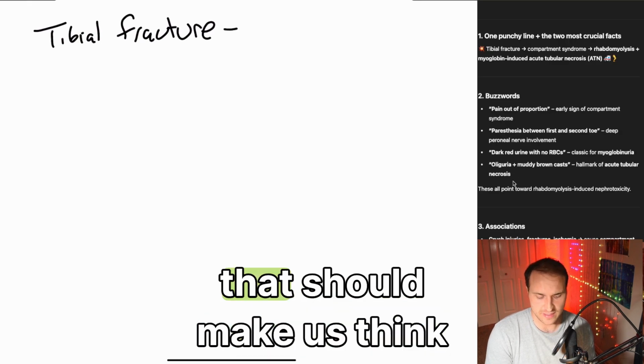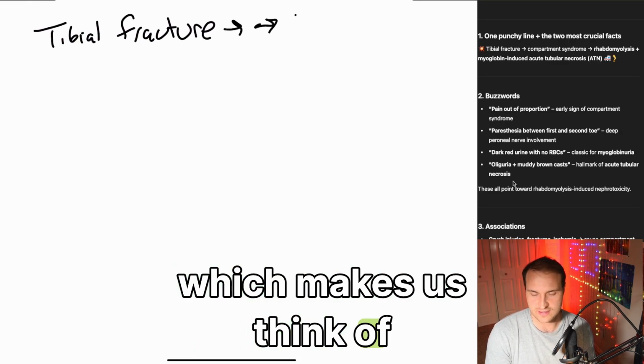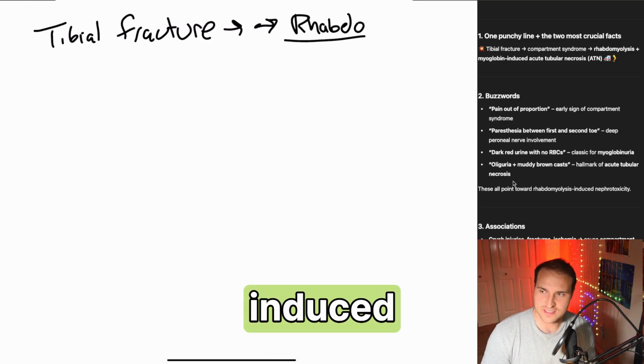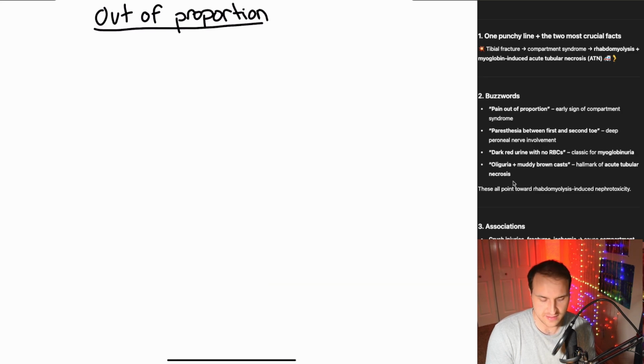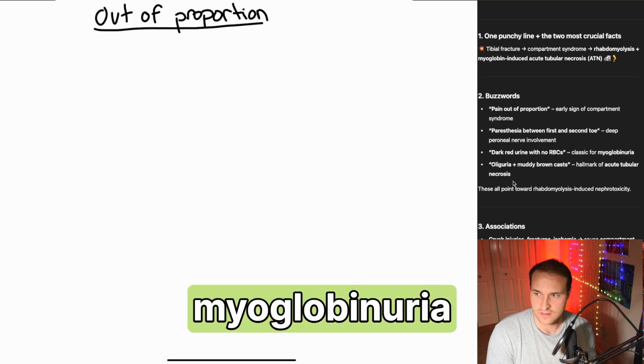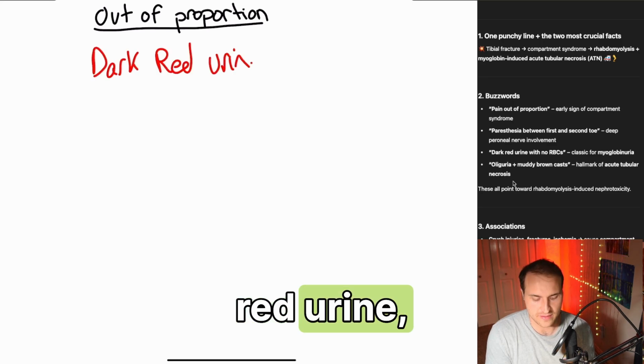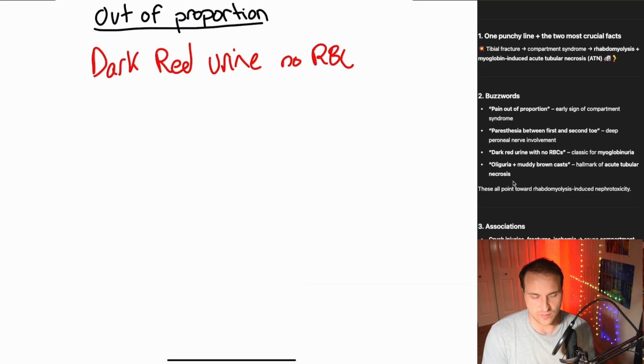So we've got a tibial fracture. That should make us think of a compartment syndrome, which makes us think of rhabdo. We get myoglobin-induced ATN. Buzzword: pain out of proportion. Peroneal nerve involvement could cause paresthesia between your first and second toe. Dark urine, though, is the big thing that I want you to think about. So myoglobinuria, red urine. No red blood cells. Super important point. No RBCs.